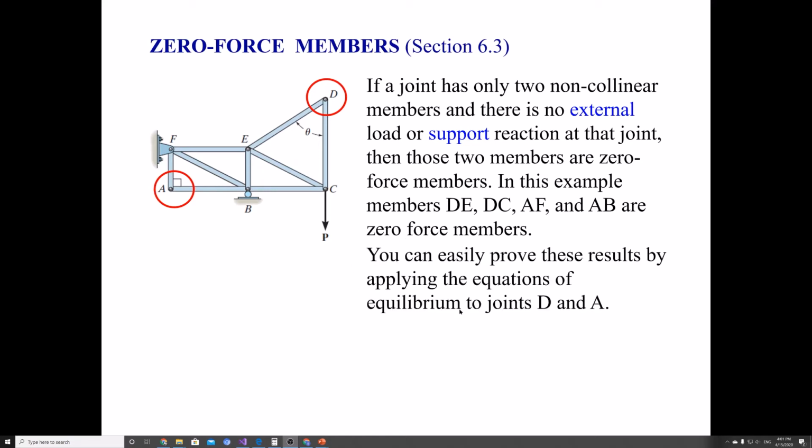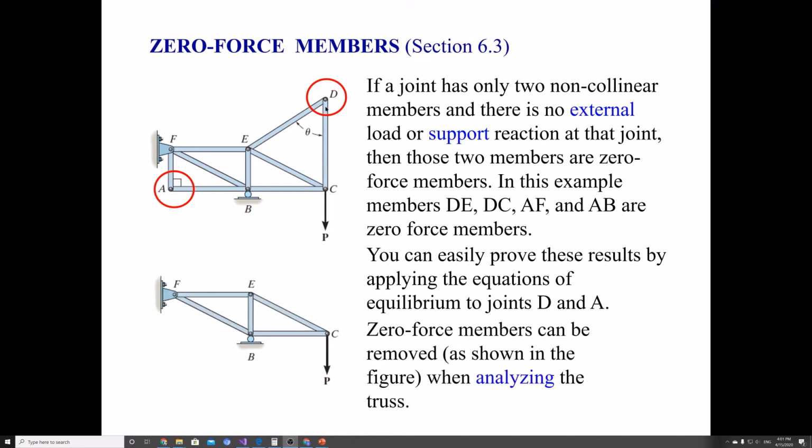Yeah, so you could actually show that this is true by doing the equilibrium equations at joints D and A. And what you would find is essentially nothing's going down. So you remove the zero force members. Now look at the truss. It is much easier to analyze this than the original one. So the simplification works out really well.